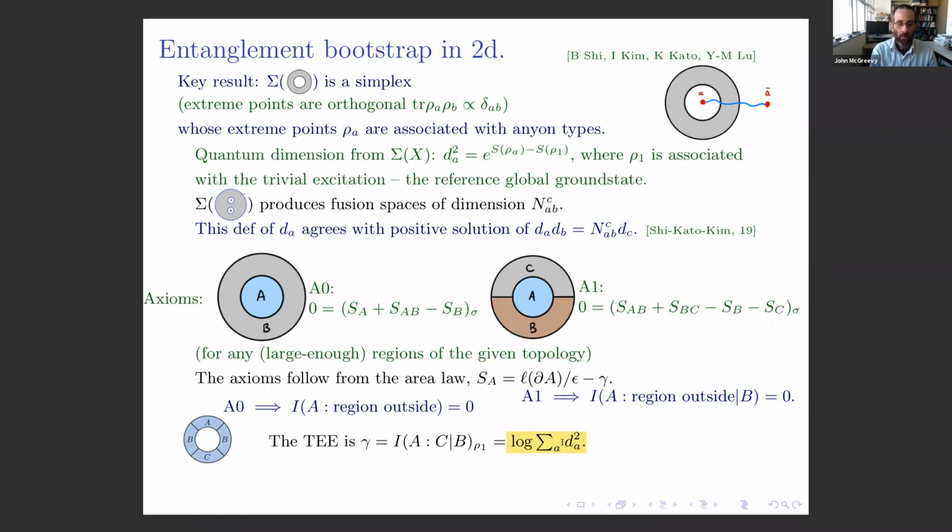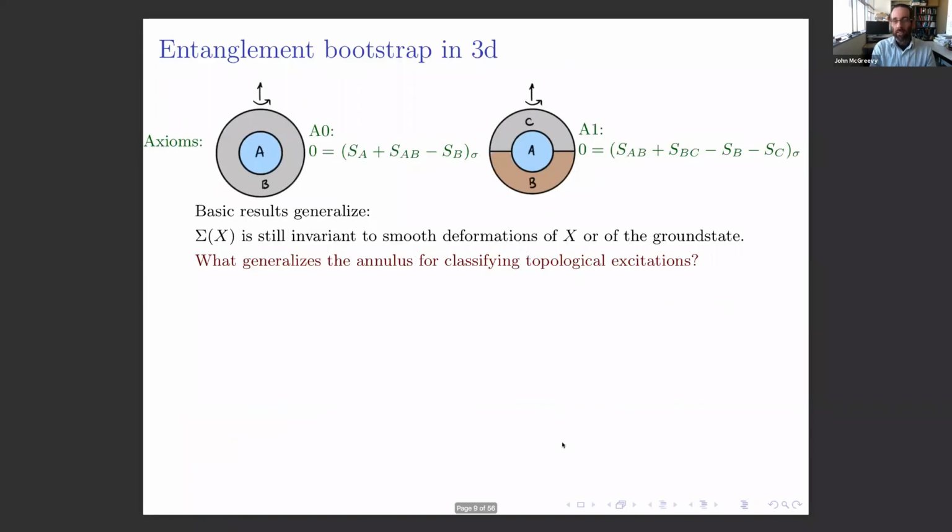I'll say a few more elementary things, but let me just say what happens in 3 dimensions. So it's actually extremely simple. The good axioms to use turn out to be exactly the same axioms, with instead of an annulus, we replace this with a surface of revolution of the same picture. So this is a sphere shell. B is the shell of a sphere, and A is a ball. And similarly here, C is the top half of the sphere shell, and B is the bottom half. And with these axioms, the essential results that I just alluded to in 2 dimensions generalize to 3 dimensions.